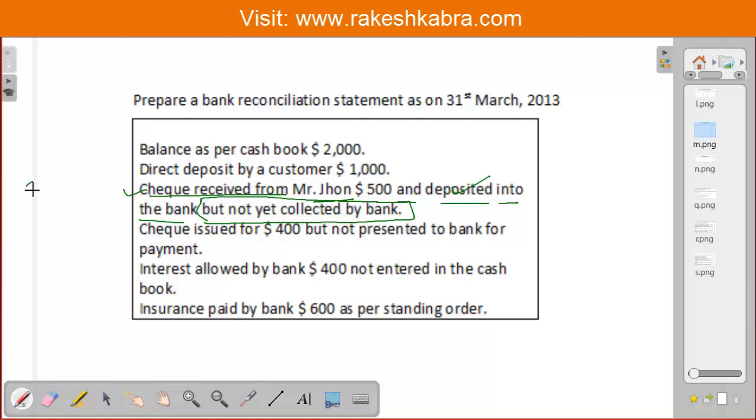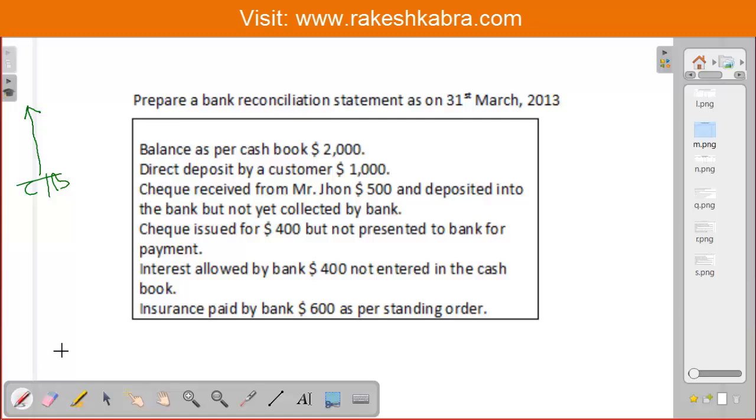We will record this transaction in the cash book first. The day I got this check, I immediately deposited it into the bank. So immediately I recorded this transaction where? In the cash book, and due to this, the cash book balance increased, because receiving a check is a good thing. Whenever we receive a check, we feel very happy.